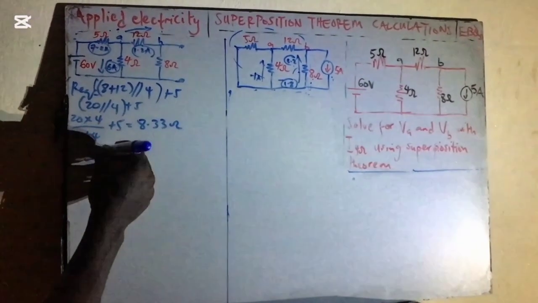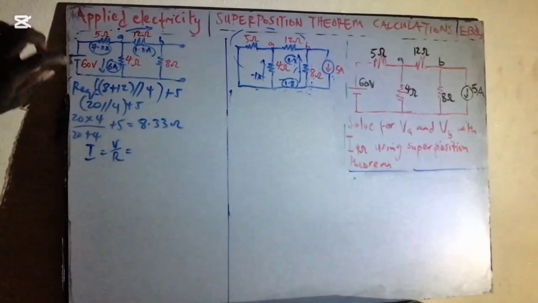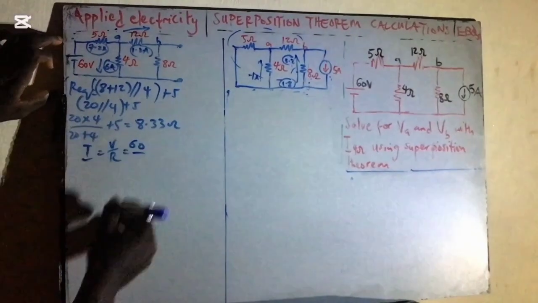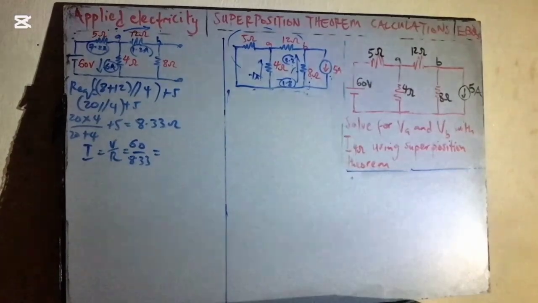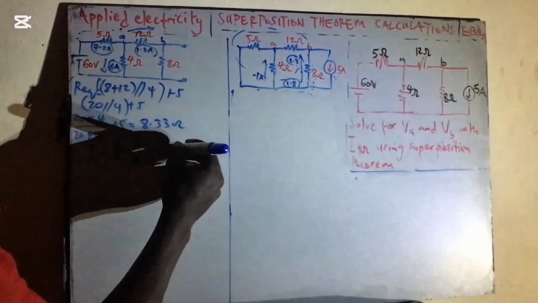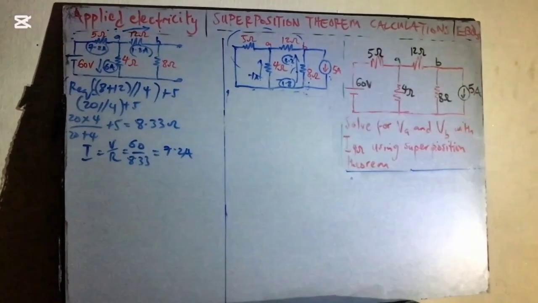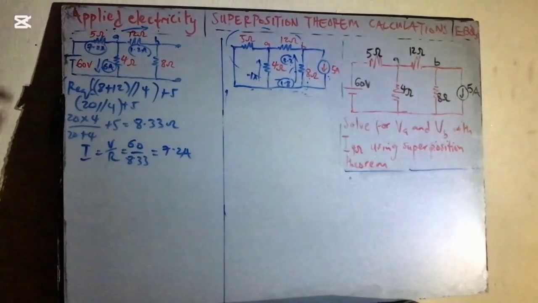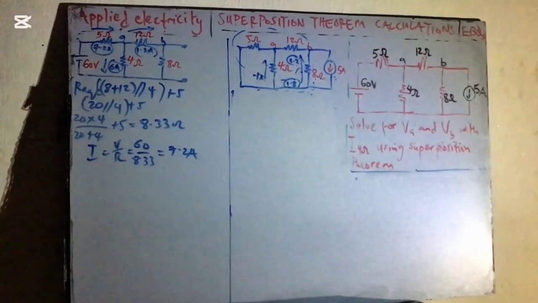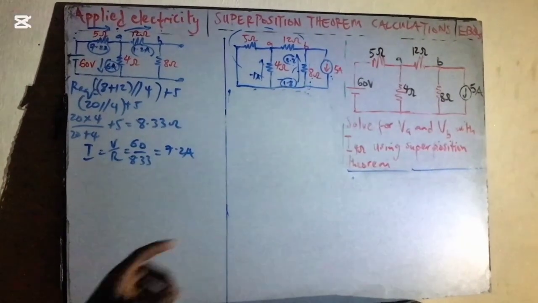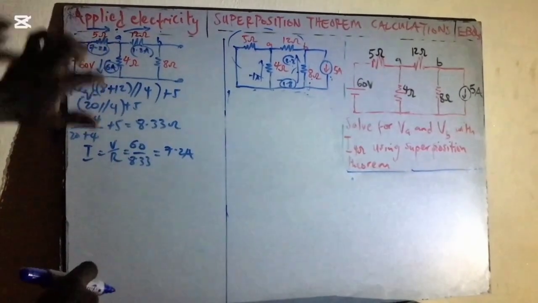The current is going to be V over R. And what is V over R? Our V is 60 over our R, 8.33. That's going to give us 7.2 amperes. So you have gotten the current now. That is the current that is flowing through this place, 7.2 amperes, through here and through here. They also told us in the question to get the current in the 4 ohm resistor. So this current is going to split here and here.